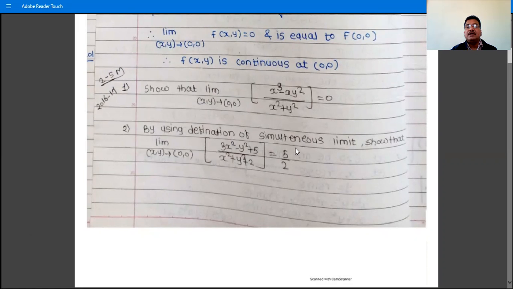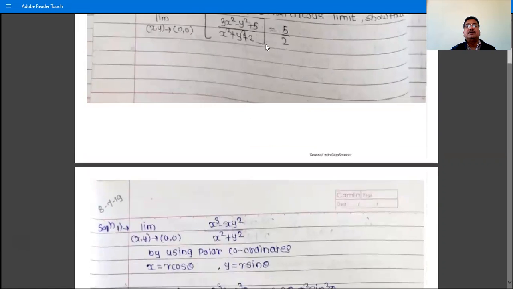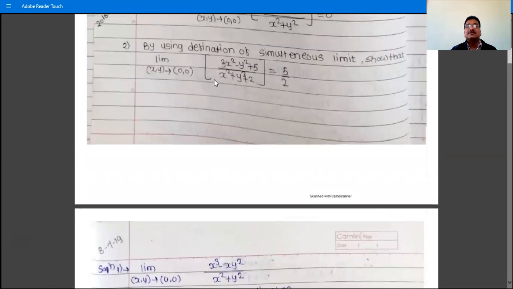By using the definition of simultaneous limit, show that this is equal to 5 by 2. So the answer is 5 by 2. The answer is given. If we substitute x and y as 0, then we have the answer 5 by 2. Yeah, 5 by 2. So if 3x square minus y square divided by x square plus y square is the problem, suppose there is no plus 5 and plus 2, then the answer is 0.